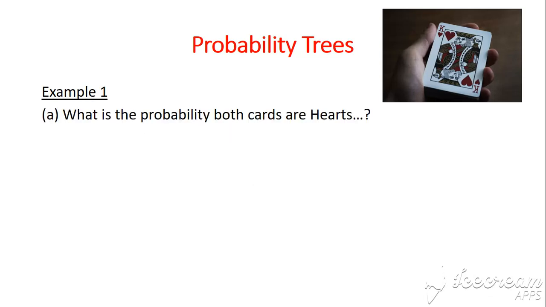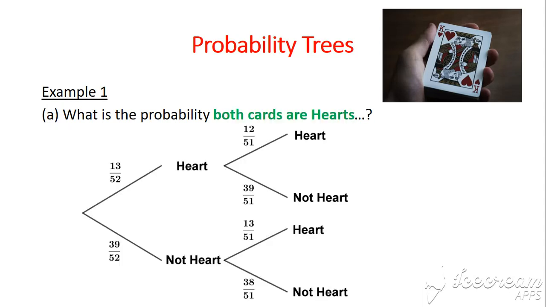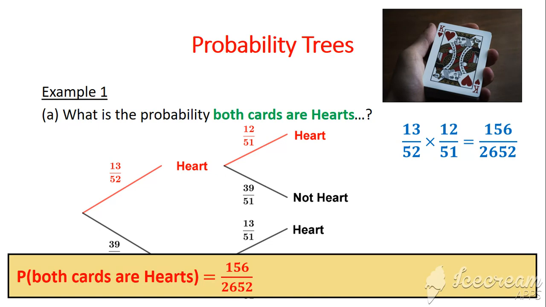Problem A: what's the probability both cards are hearts? So here's our tree diagram and we want both cards to be hearts, so we want these two branches on the tree. When we have two branches, we multiply the probabilities to work out the probability both of them occur. So the probability of a heart, 13 over 52, times the probability of a second heart, 12 over 51, gives us 156 over 2,652.